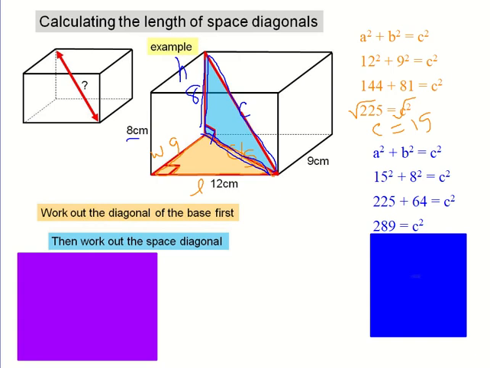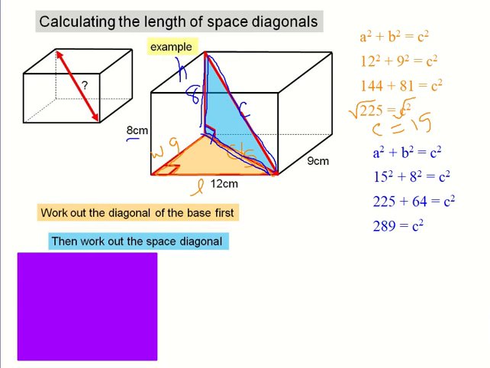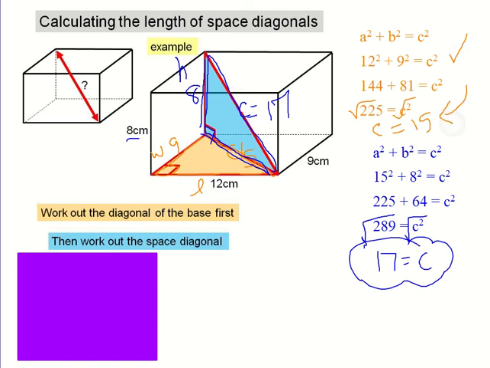At this point, we're ready to take the square root of both sides. The square root of 289 is 17, and the square root of c squared is c. So the length of the space diagonal is 17. So that's one way to get the length of the space diagonal. It would involve using the Pythagorean Theorem twice. Once to get that face diagonal, and then the second time you're going to use that face diagonal and the height to give you the length of the space diagonal.